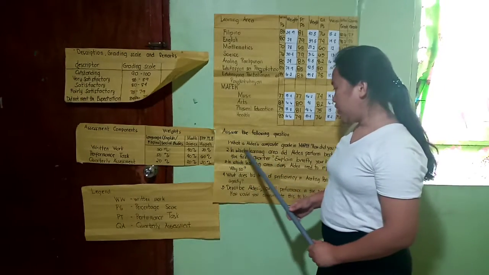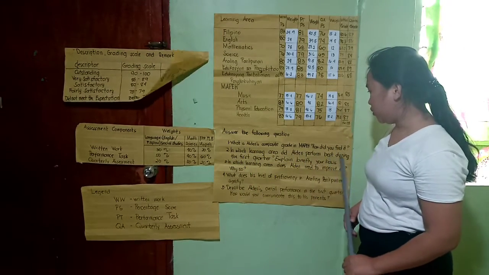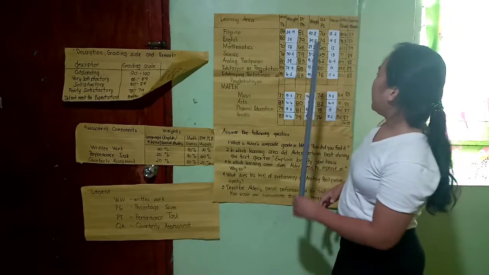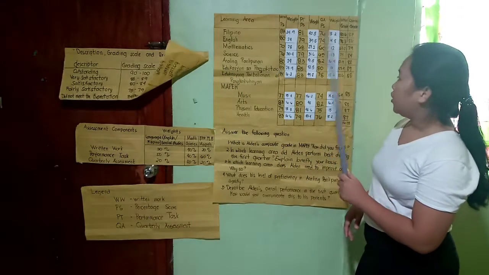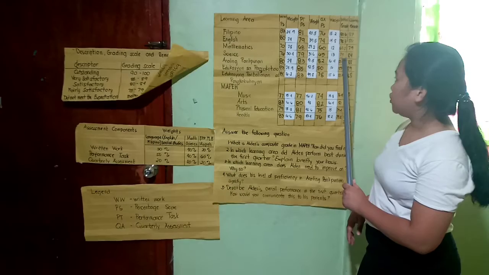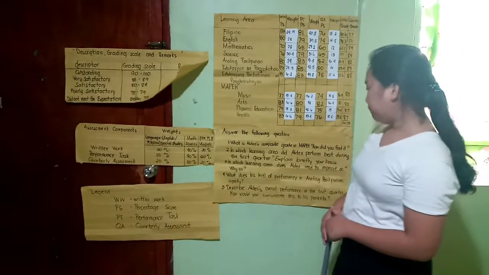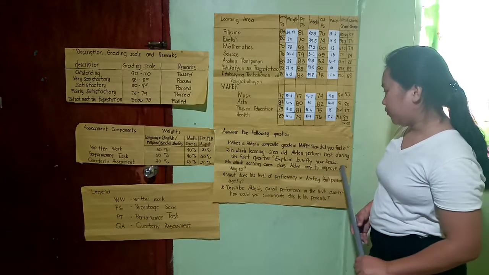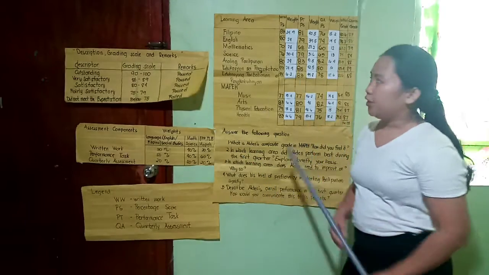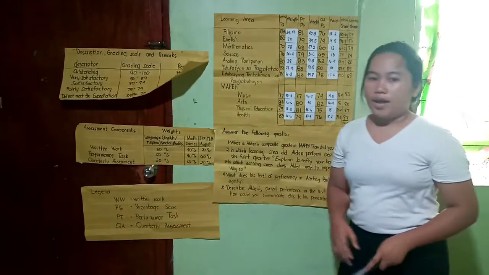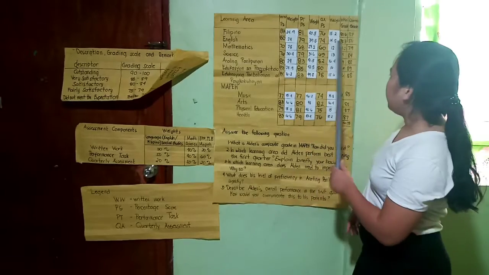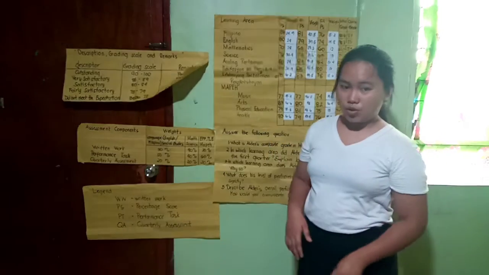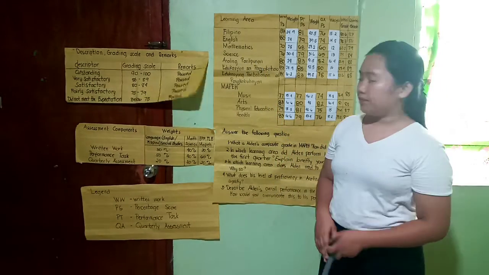So number 2, in which learning area did Alden perform best during the first quarter? So in the learning area of Edukasyon sa Pagpapakatao, Alden got the highest grade, which is the 89 grade. So number 3, in which learning area does Alden need to improve on? Why so? So in the learning area of mathematics, Alden got the lowest grade of 79. So I think this subject is what Alden needs to improve on.